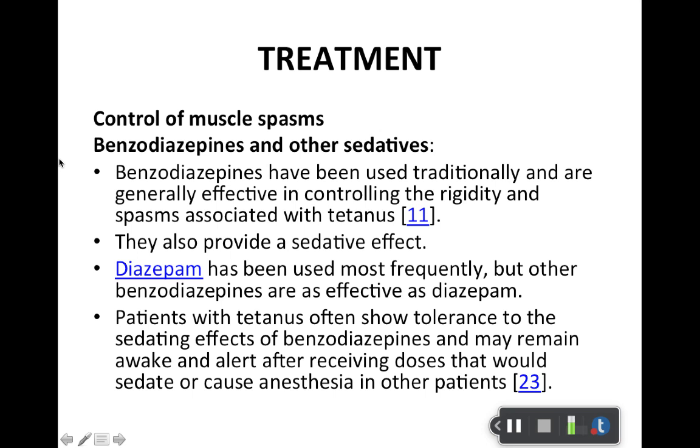Benzodiazepines and other sedatives. So as far as pharmacological interventions are concerned, you remember hopefully from the previous lectures, we talked about the benzodiazepines. So specifically, diazepam is going to be your drug of choice. You can use other ones, but this is the most popular based on duration of action and its effectiveness. So that's something that you can think about as first line treatment for the muscle spasm specifically.